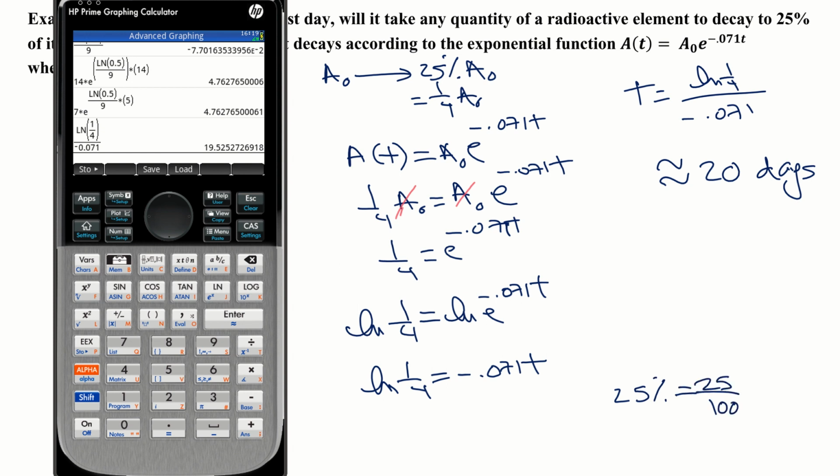25%, of course, remember, is 25 over 100, which you can go ahead and reduce to 1/4. Or you could have also thought of it as 25% equals 25 over 100, which is 0.25, right? Either way, they're the same thing. All right, so that's how we handle that one.